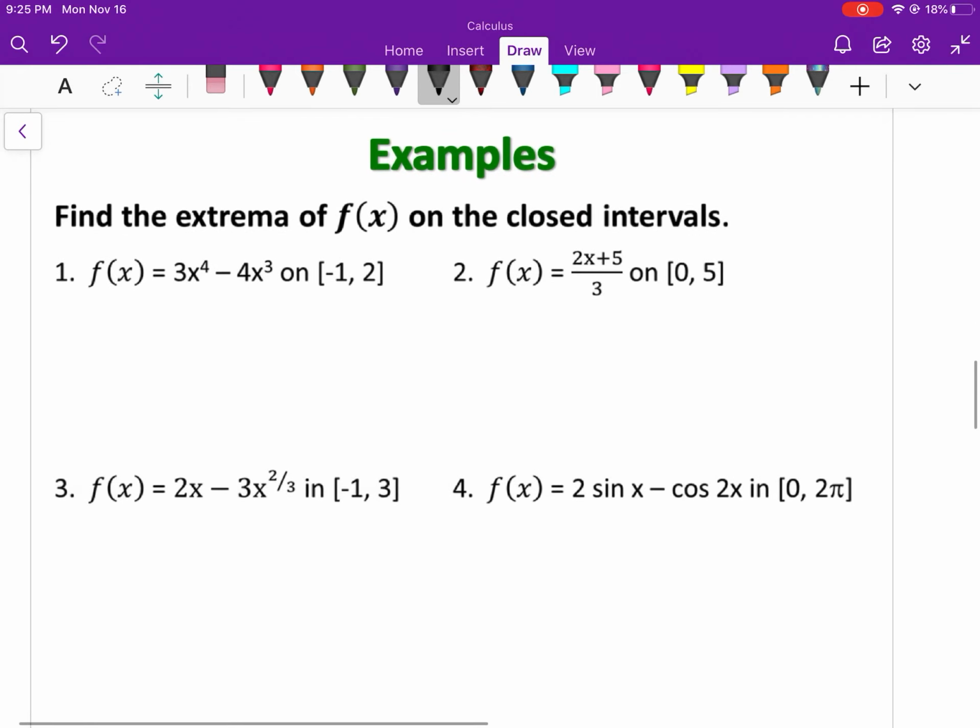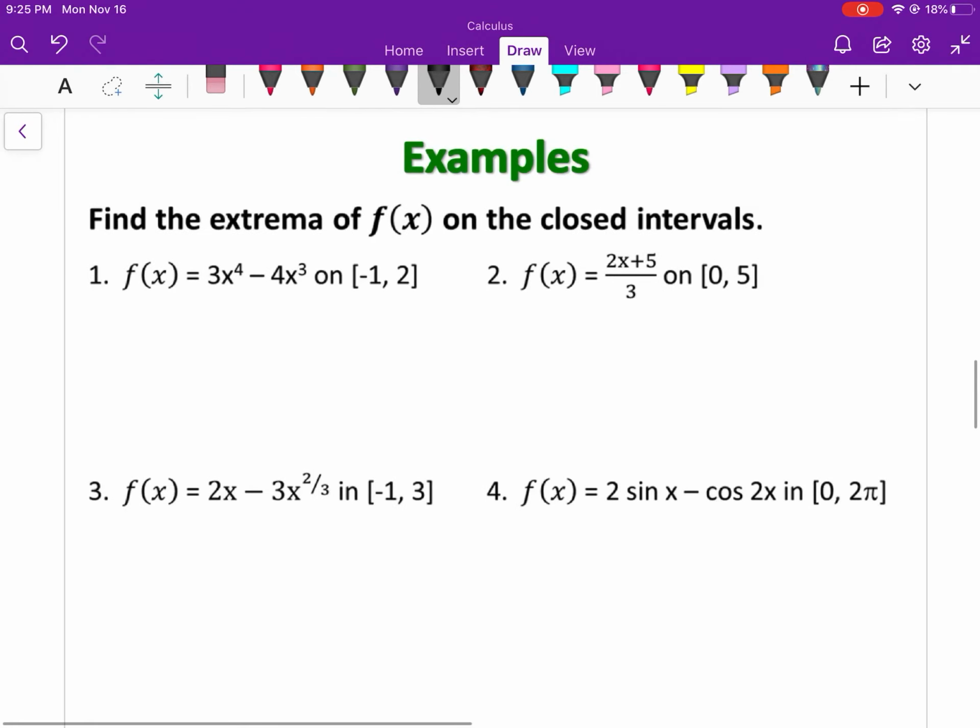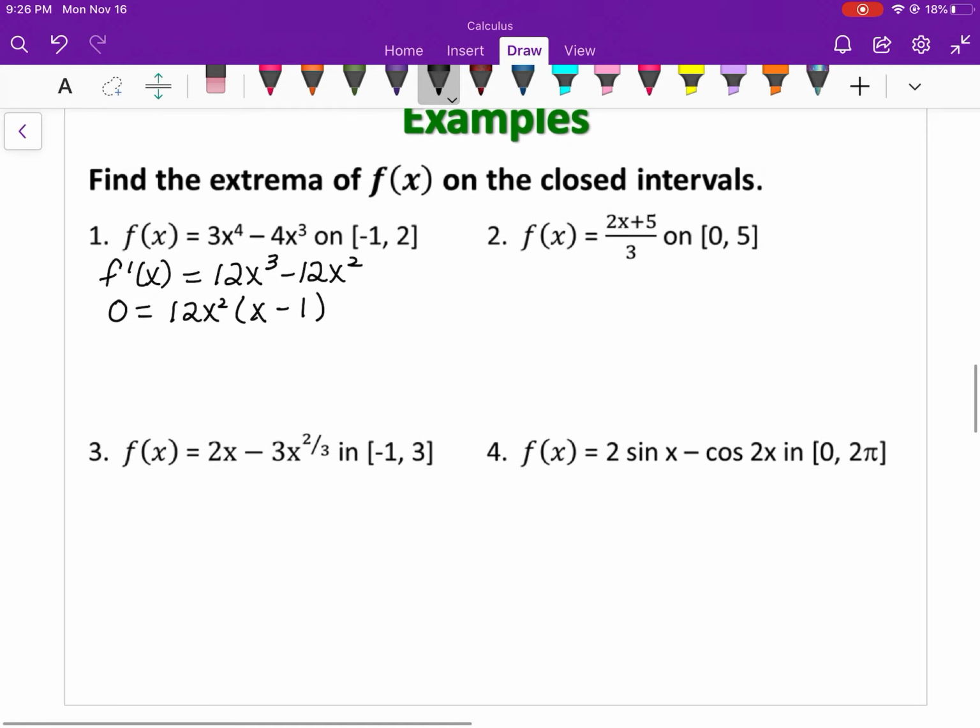Okay. So we're going to go here, and we'll start by finding our critical numbers. So 12x to the third minus 12x squared. We'll set that equal to 0. And then x is 0, x is 1. These are our critical numbers. All right, both critical numbers are in the interval.